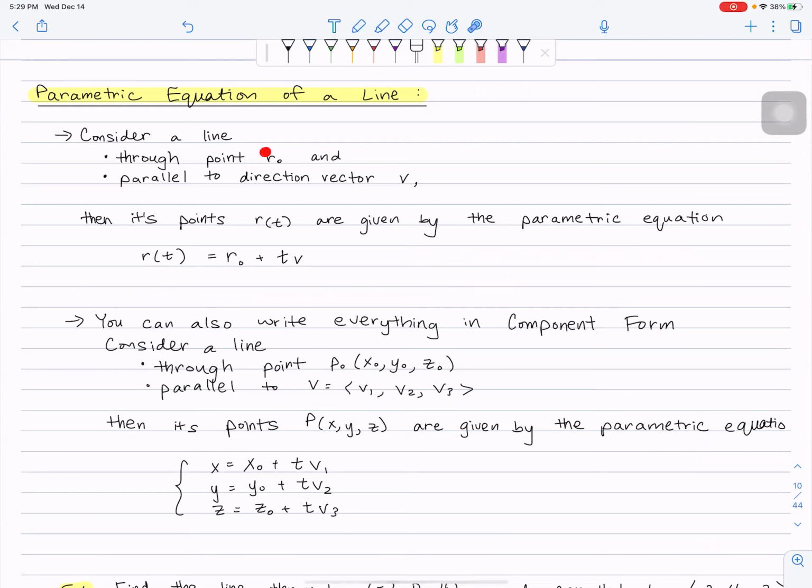For any line, you need some point, and you always need a direction vector. That's kind of like how when you're writing a normal line, you always need a slope and a y-intercept, except here you need a point and a vector.